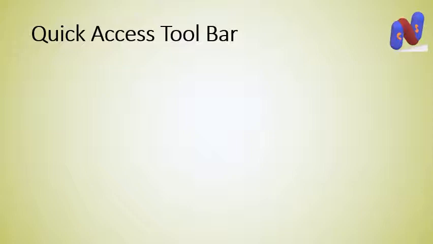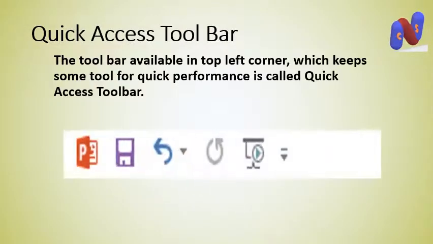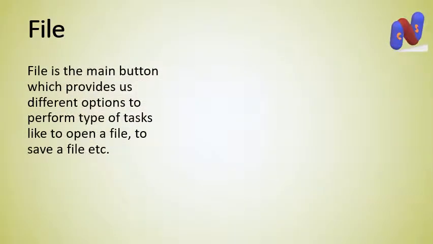Now, quick access toolbar. The toolbar available in the top left corner which keeps some tools for quick performance is called the quick access toolbar. You can see the types of icons in the toolbar. Now, file button. File is the main button which provides us different options to perform types of tasks like to open a file, to save a file, etc.